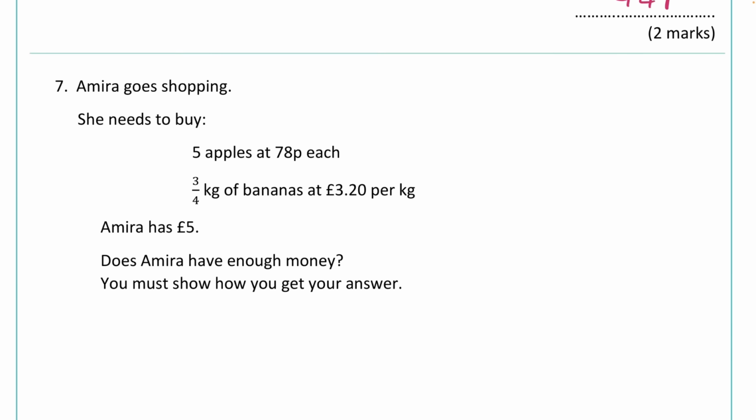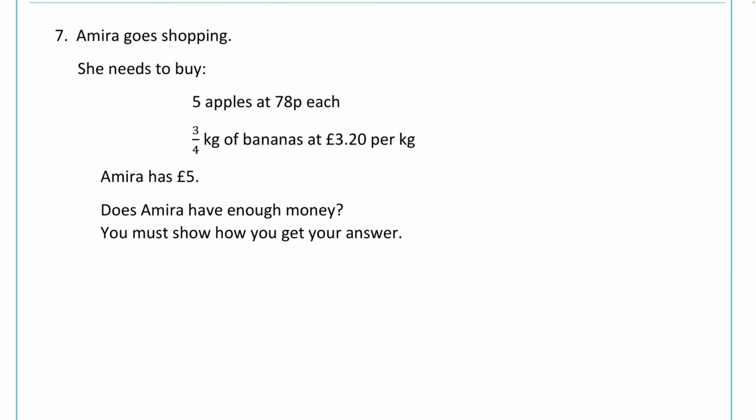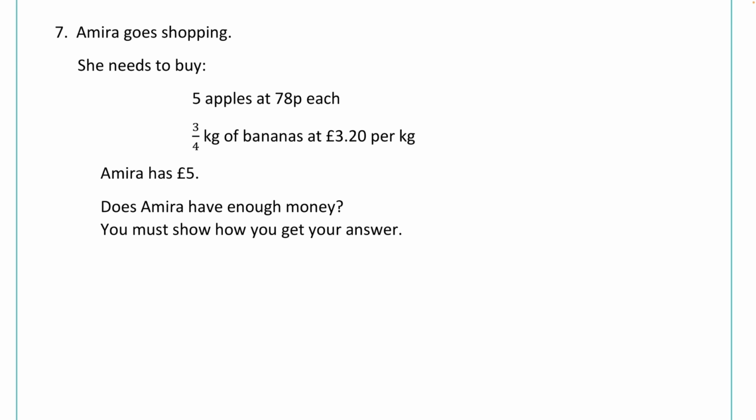Next question says, Amira goes shopping. She needs to buy 5 apples at 78 pence and 3/4 of a kilogram of bananas at £3.20 per kilogram. Amira has £5. Does Amira have enough money? And you must show how you get your answer. Well, for starters, obviously just take a note here that this is in pence and this is in pounds. So we can either convert the pounds into pence or the pence into pounds. It doesn't really matter which way.